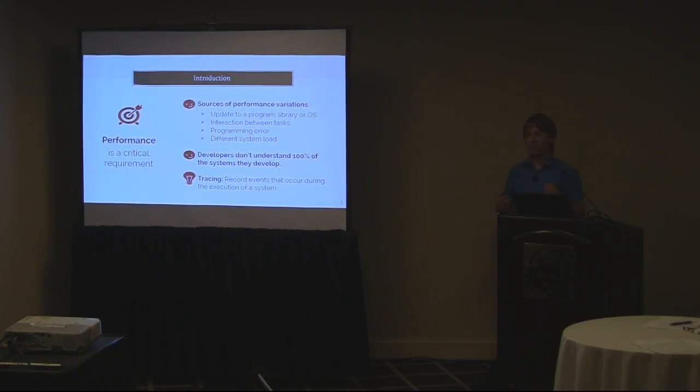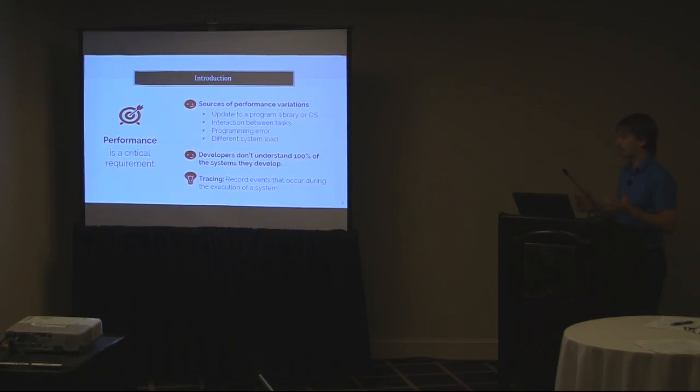For example, performance can change when there's an update to a program, a library, or the operating system. It can change when there is interaction between different tasks, in presence of a programming error, when the system load changes, etc. Developers don't always know all components of the systems that they develop very well. That means that they are likely to encounter performance variations that have a cause that is hidden in a component that they don't know very well.